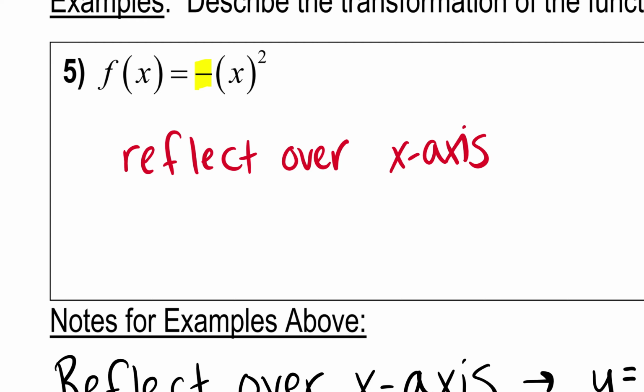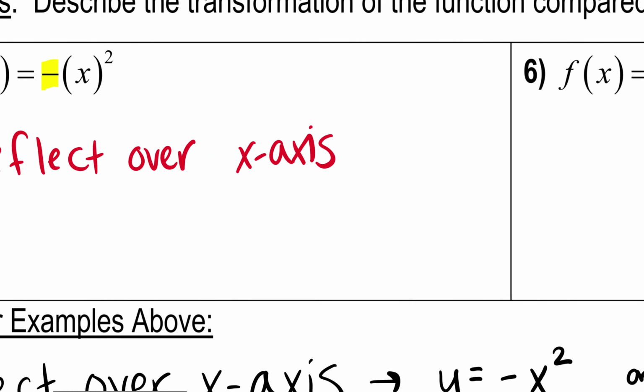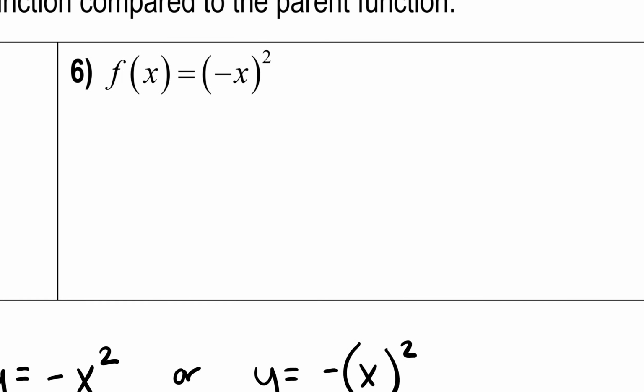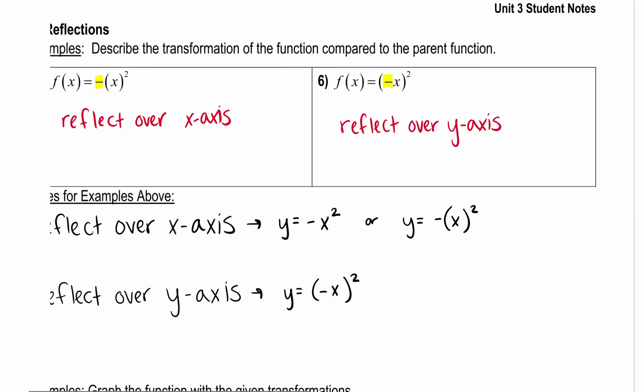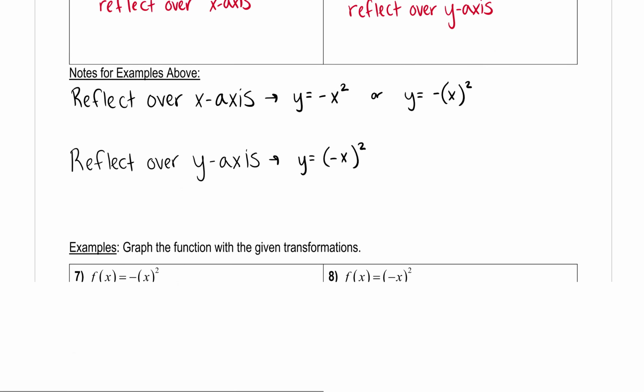Because we're only doing reflections, there's only two reflections you can have. Which means this one, because the negative is inside the parentheses, I would reflect over the y-axis. And that's it. Now we can do these on a graph.